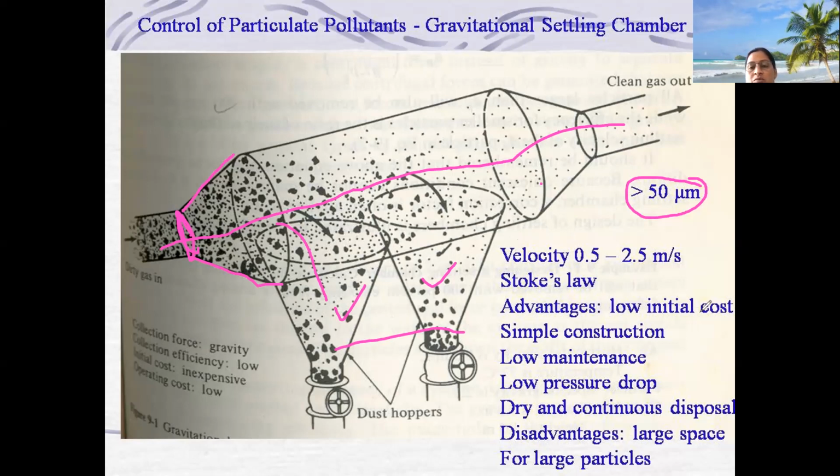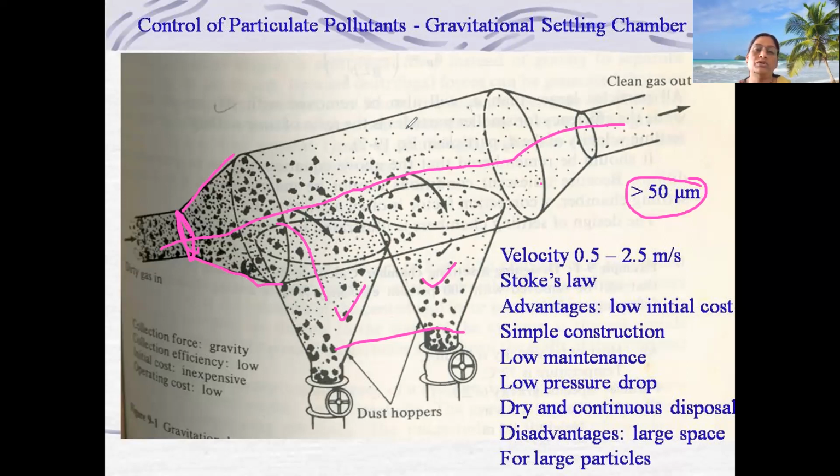So what are the advantages of this? Low initial cost, simple construction, low maintenance cost, low pressure drop, dry and continuous disposal. And what is the disadvantage? Large space is required for the large particles. Okay, that is the biggest disadvantage of this. And usually this equipment is being used at the start of air pollution control.